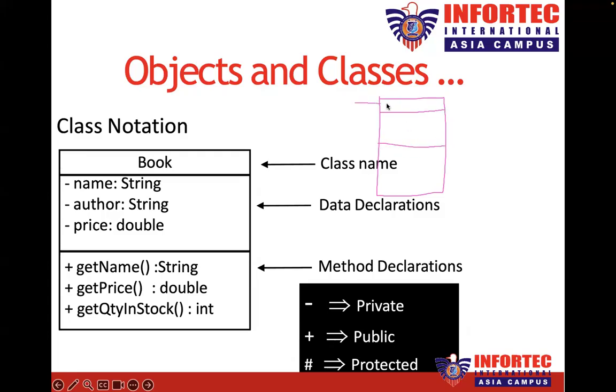So this is the class name. And then we have another section. Here finally we have another section. We have 3 sections in this notation. So we dedicate first section to write the class name. If we are talking about books, buildings, trees, whatever the class, you can write the name here. And then here we write the data.